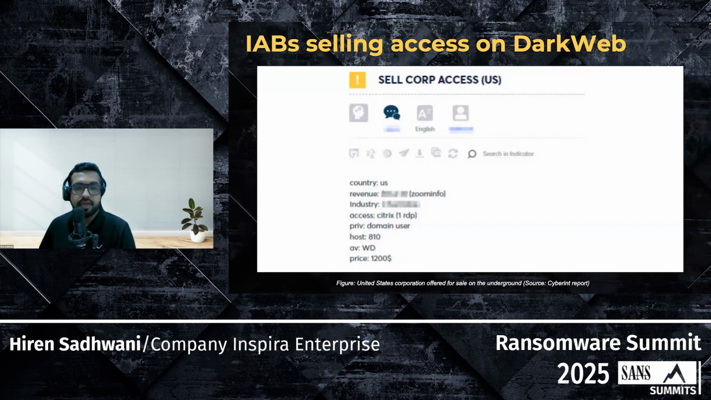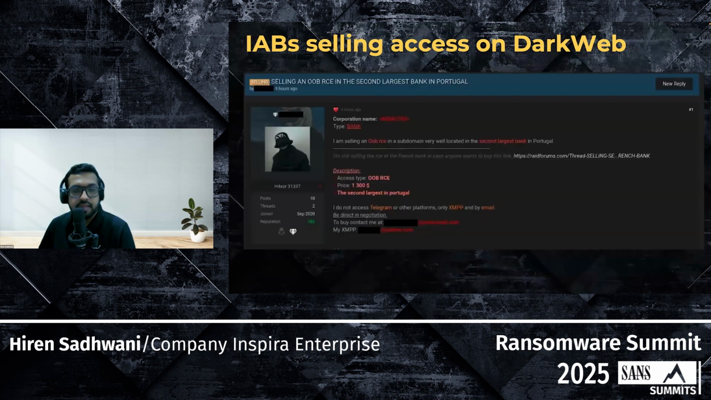These are examples of how they sell it on the dark web. You can see a domain user selling Citrix RDP access to 810 hosts, and $1,200 is the price. Another is a bank in Portugal, with access being sold via an RCE exploit for $1,300.